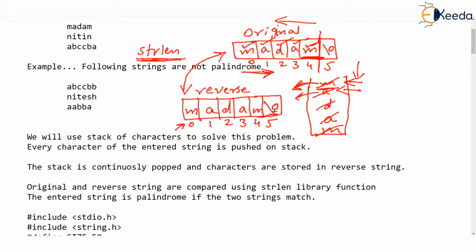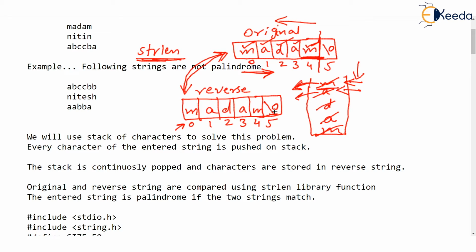But then strlen will compare these two strings, and if they are equal, then strlen returns zero. Now, strlen is returning a zero value to tell that there is no difference between the two strings. There is zero difference. That's why it returns zero.